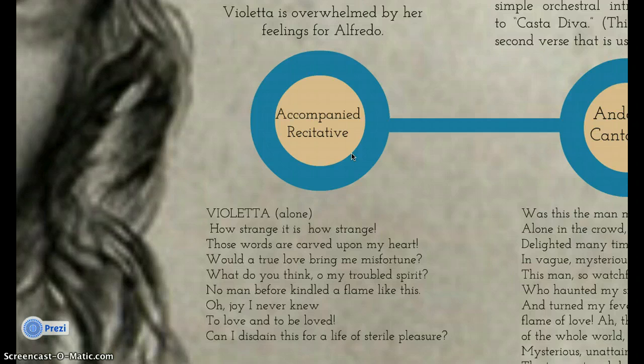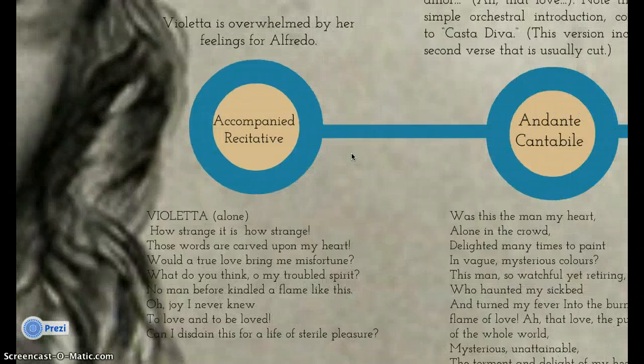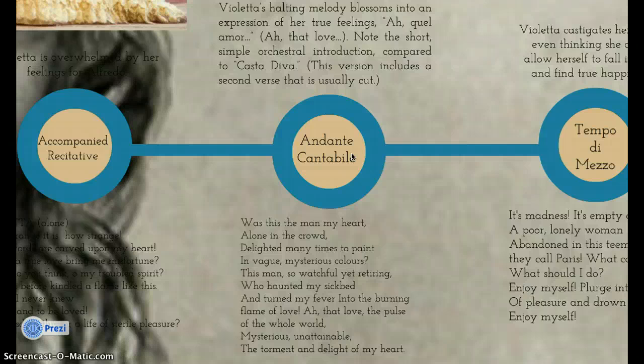She knows that falling in love with a younger man is not a good idea. But she can't help it. She knows that, and she expresses her real feelings here in the accompanied recitative beforehand, and how difficult it is for her. And then the orchestra starts up, and then she sings the andante, and here her true feelings come through.